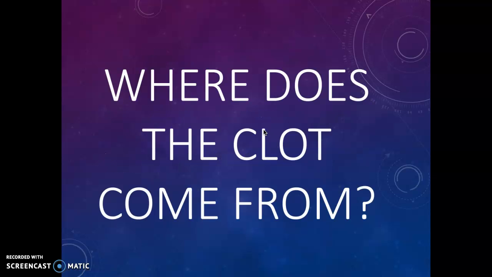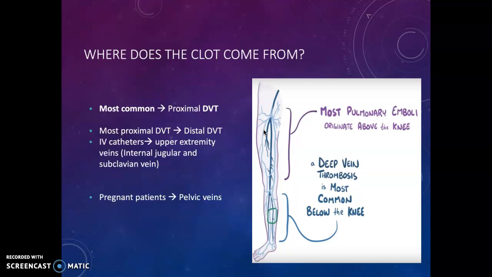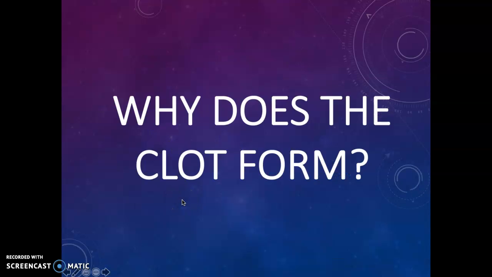So where does this clot that is blocking the pulmonary circuit arise from? Usually this arises at the level of the deep veins in the legs. Most common is below the knee, and then it travels through the venous system into the pulmonary circuit, and I will show that to you in just a minute. In pregnant patients, it arises from the pelvic veins. So just remember P for pregnancy and P for pelvic veins.